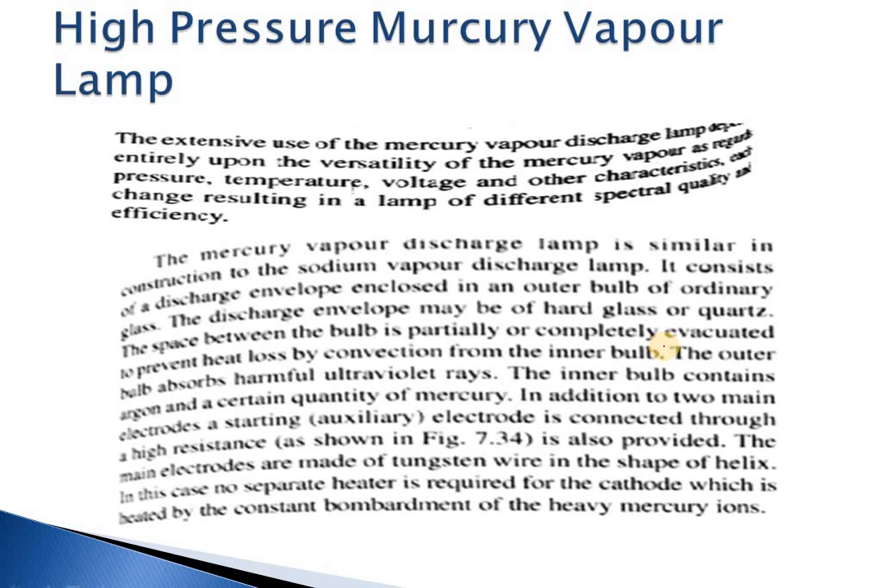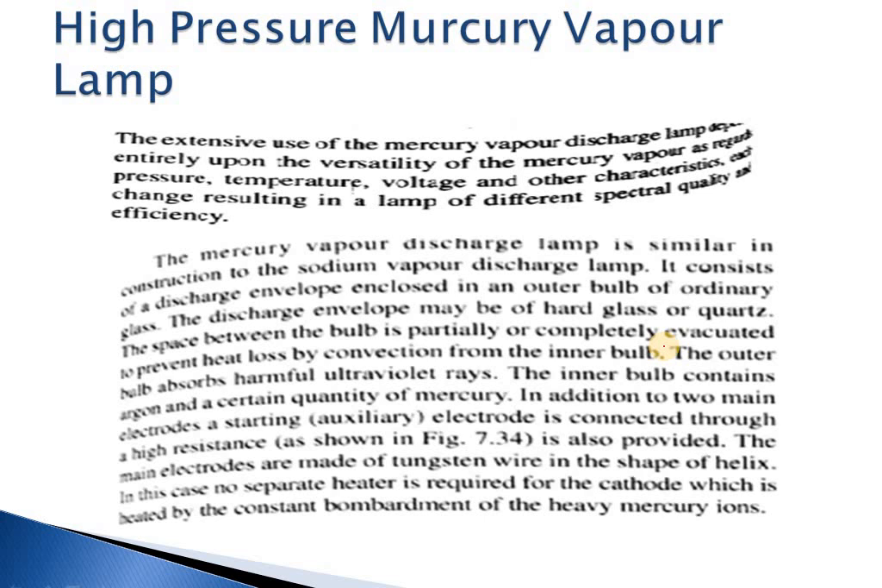The inner bulb contains argon and a certain quantity of mercury. In addition to the main electrodes, a starting electrode connected through a high resistance is also provided.